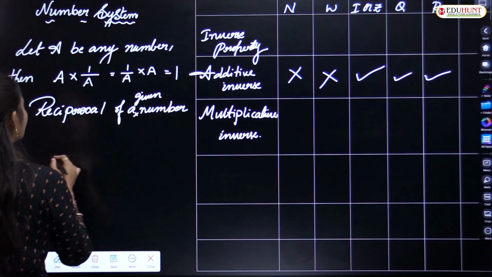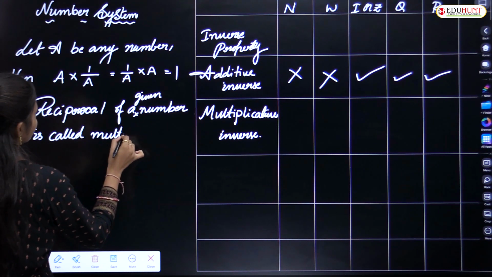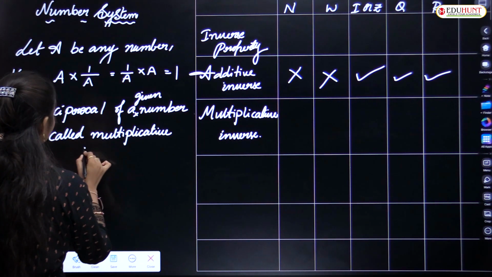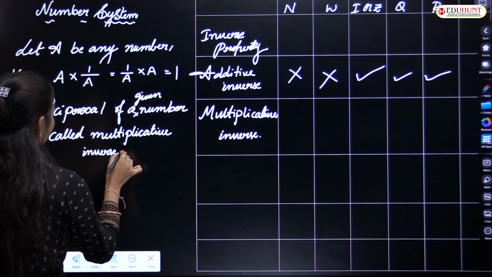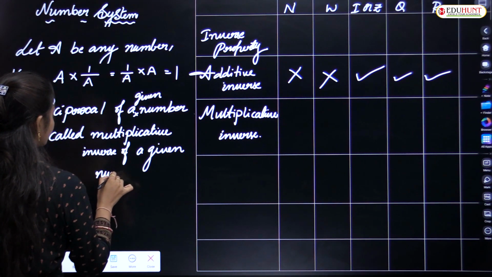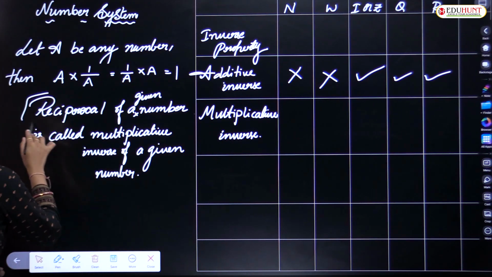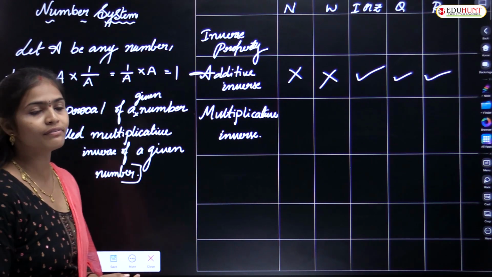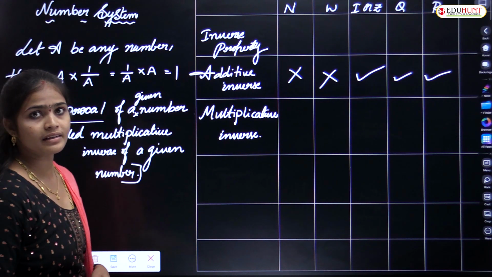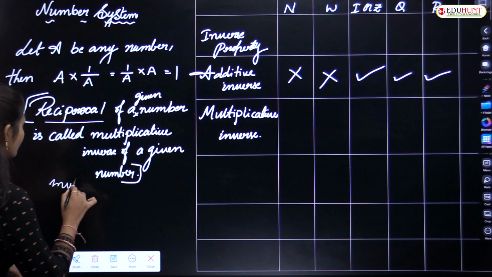The reciprocal of a given number is called the multiplicative inverse of the given number. Actually, this is the definition for the multiplicative inverse of a given number.